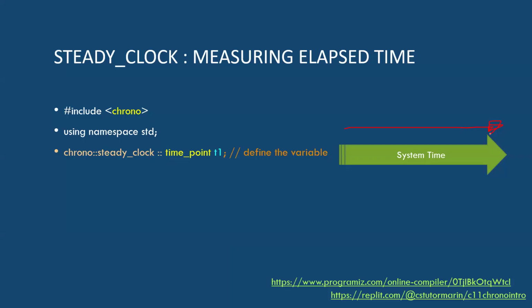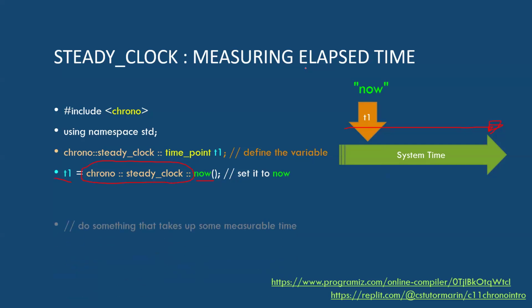So that's how a steady clock works. We create a time point and we set it to now. So we're saying T1 equals now, but we have to fully qualify where that now comes from in terms of its namespace. Okay, so that's our T1.